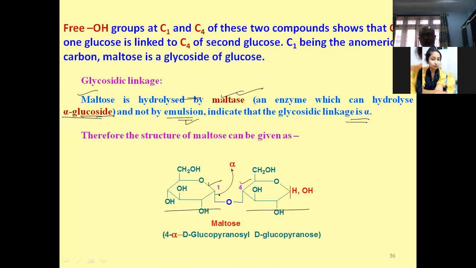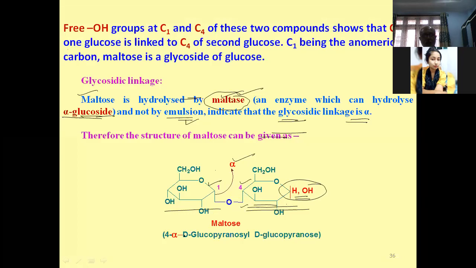Whether the glycosidic bond is going to be alpha or beta, we have established through this enzymatic hydrolysis, and it is found to get hydrolyzed only by alpha glycosidase. Here this is maltase. So we know that it is an alpha linkage, and the C4 position is always down, so we cannot do anything here. But in this part of the glucose, we have a free anomeric OH group, so it can be alpha or it can be beta, and we can have all the related properties.